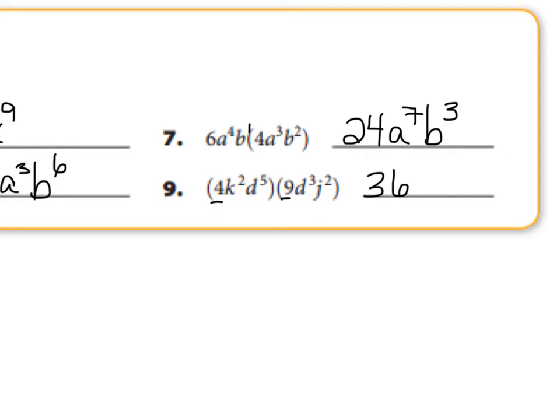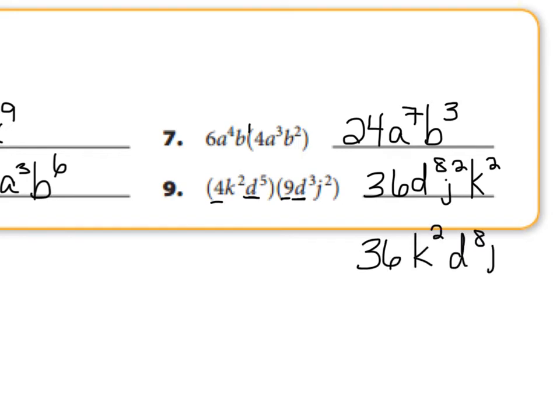Letters should typically go in alphabetical order. If you didn't put them, that's fine. So I'm going to move the d next, and that becomes d to the 8th. The j squared, there's no other j's, and there's no other k's. So this is technically the correct answer. If you put it as 36k squared, d to the 8th, j squared, that is okay. But we want to start putting them in alphabetical order if you haven't already.